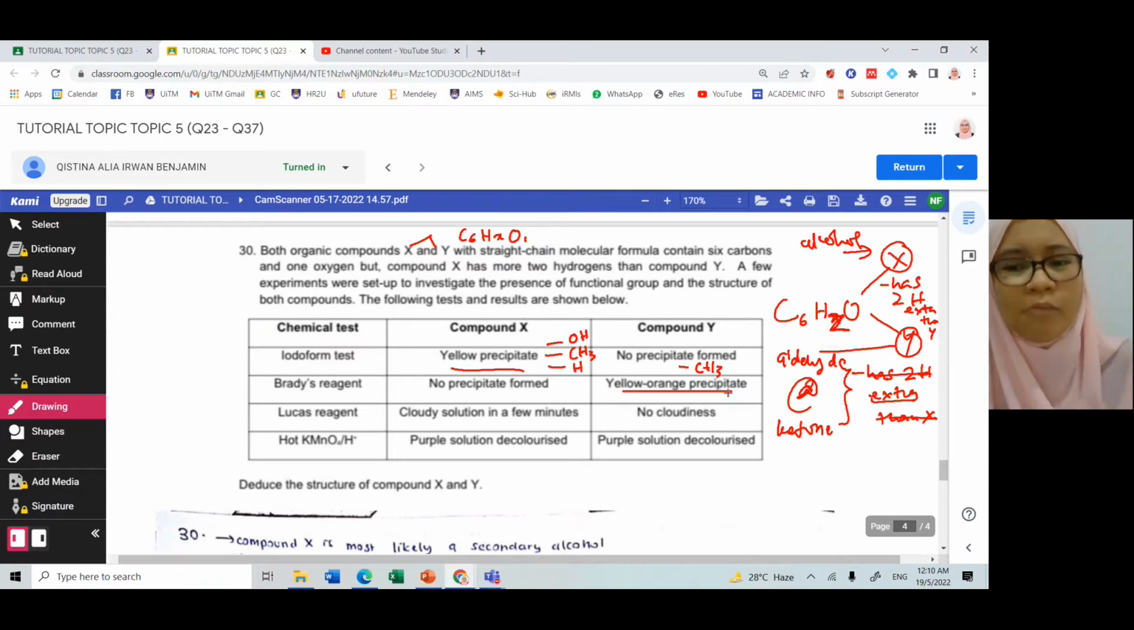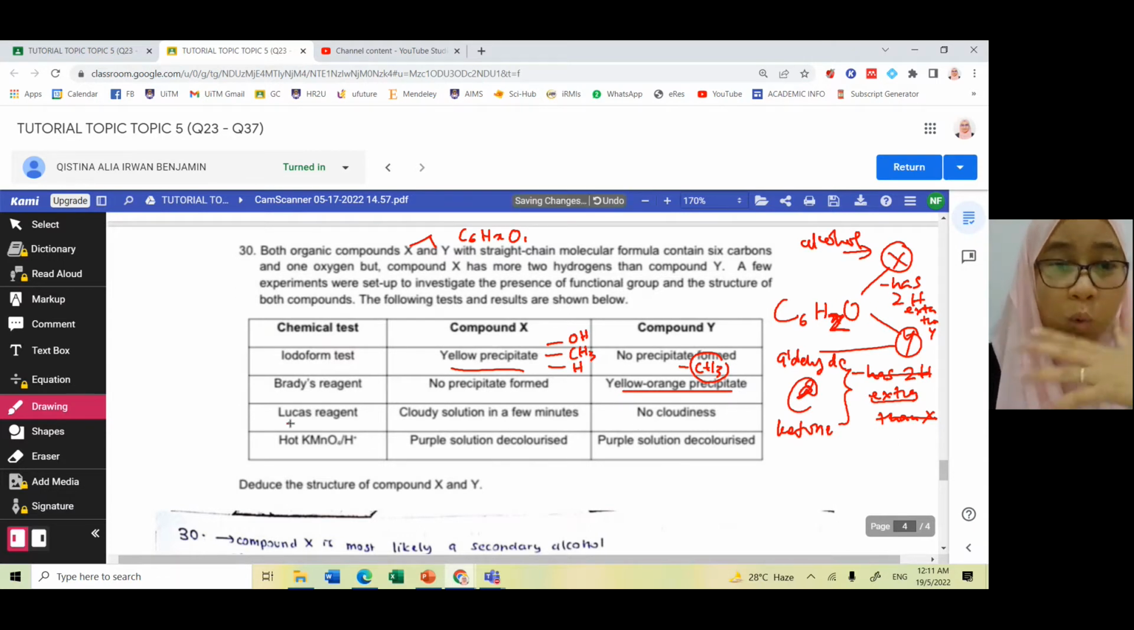But we know it is a carbonyl compound. It's not a carboxylic acid, it's not an ester. Okay, it is a carbonyl compound. It has a carbonyl group, but the methyl group is not directly attached to the carbonyl carbon.